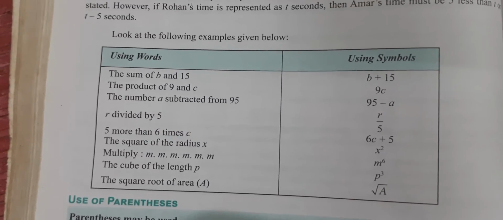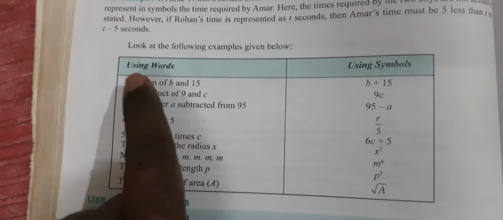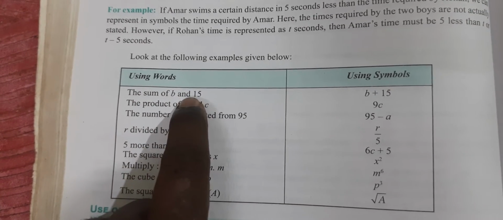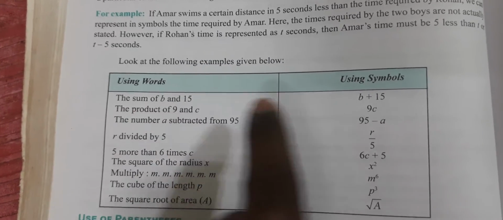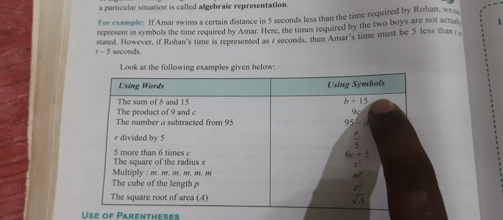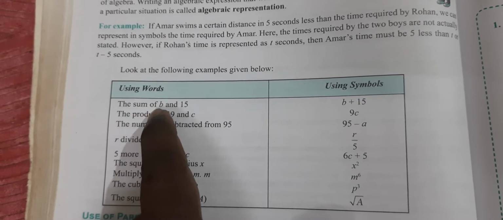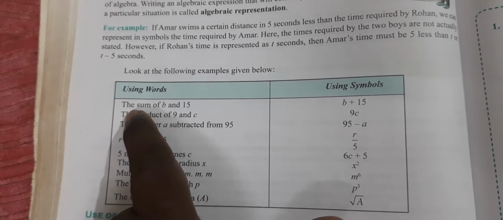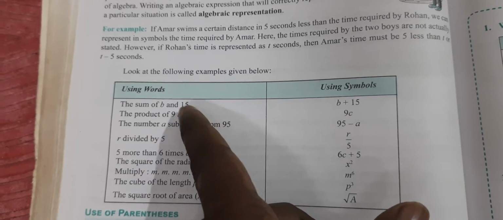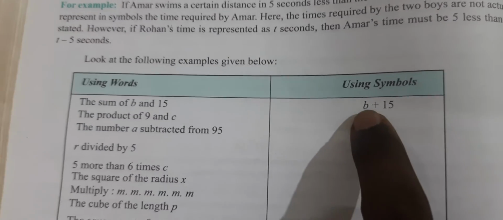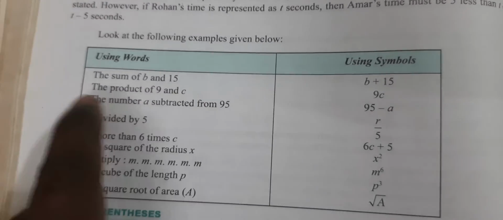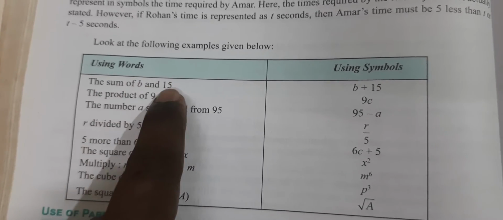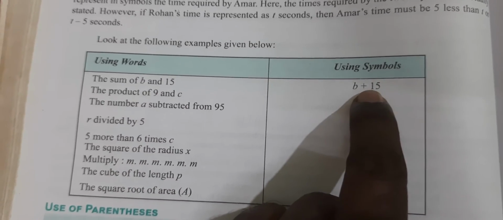Here on page 202 of your book, you will see this table. Now here, the normal statement is there in English language. The same statements equivalent to algebra is given here. So the sum of b and 15. This is given in words, using English language. The same statement in algebra is written as b plus 15. Okay, sum means plus, so here plus symbol is there. What we have to add? We have to add b and 15. So here b and 15 are added by giving plus sign.